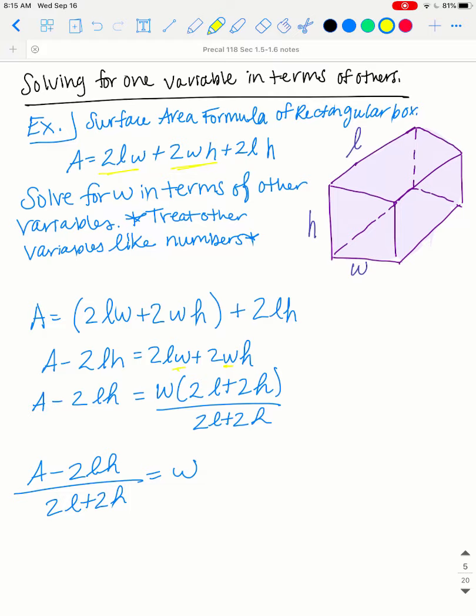So I go ahead and do that, factoring out the w, and then I get 2 length plus 2 height. And then I'm going to divide by that in order to get it on the left side. Once I divide by that, I get width equals area minus 2LH over 2L plus 2H. So that's our w.